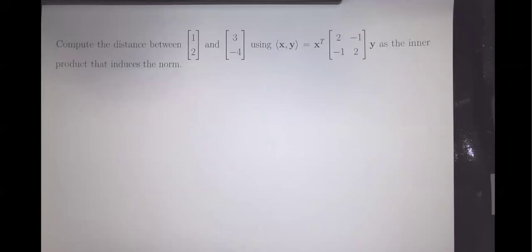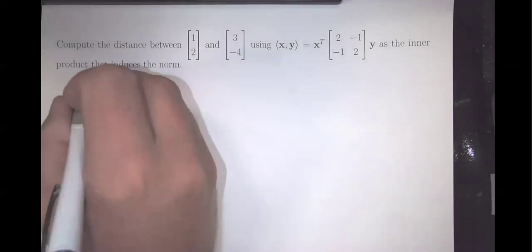In this example, we're going to compute the distance between the vectors (1, 2) and (3, -4) using the inner product of x and y equals x transpose times the matrix [2, -1; -1, 2] times vector y as the inner product that induces the norm. Okay, so we want to find the distance.